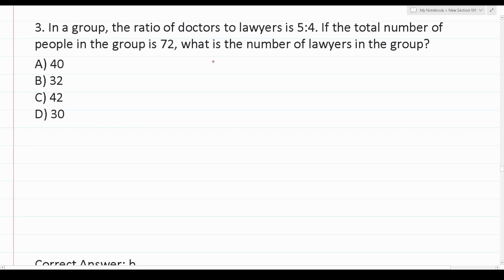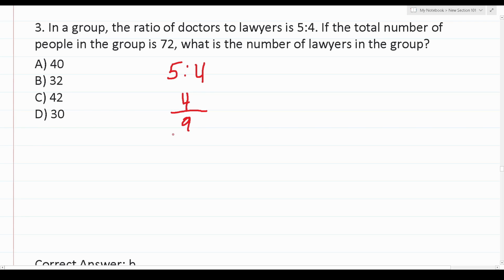Number 3 says, in a group, the ratio of doctors to lawyers is 5 to 4. If the total number of people in the group is 72, what is the number of lawyers in the group? All right, so we know the ratio of doctors to lawyers is 5 to 4. But what does this ratio really mean? Well, this ratio to me means this. Every 4 out of 9 people that you meet in this group will be a lawyer.